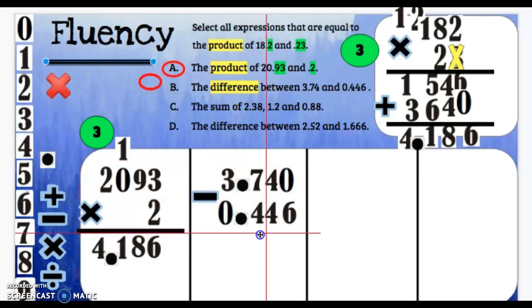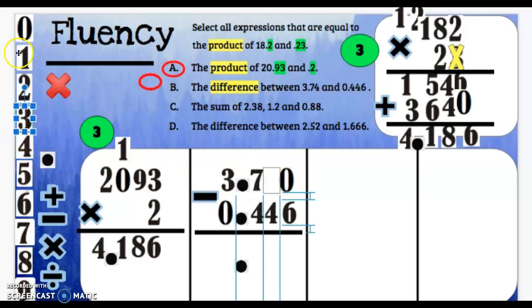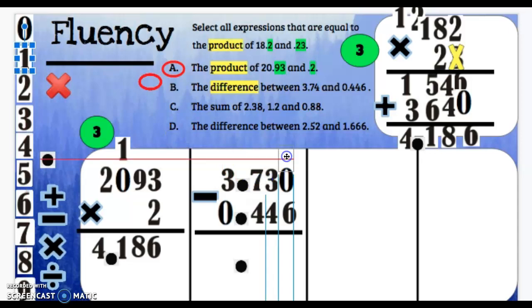Draw my line down. Okay. Slide it over. I'm going to drop my decimal point down, because when we subtract, we drop it down. 0 minus 6, we can't do. So that 4 becomes a 3. The 0 becomes a 10. 10 minus 6 is 4.